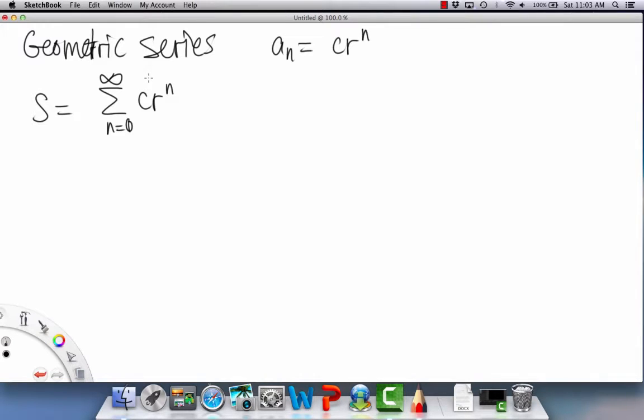So this is the same thing as, let's say you were to start at 0, so then we'd get CR to the 0. R to the 0 is just 1, so we'd get C for the first term, or the nth term, which is 0 in this case. And then we're going to go up by 1, so then we have C times R, then we have CR squared, and then we have CR cubed, right? Because the C just stays a constant. And then all the way up to infinity, basically.